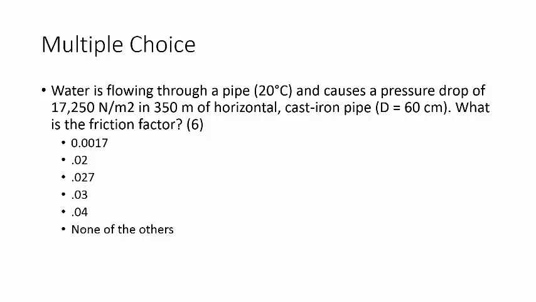So let's write what it is that we have given. Of course, the temperature, the change in pressure is 17,250 newtons per square meter, and the length is 350 meters, and then it's cast iron pipe. We'll check on that in a moment. The diameter is 60 centimeters. So we need to calculate the friction factor.